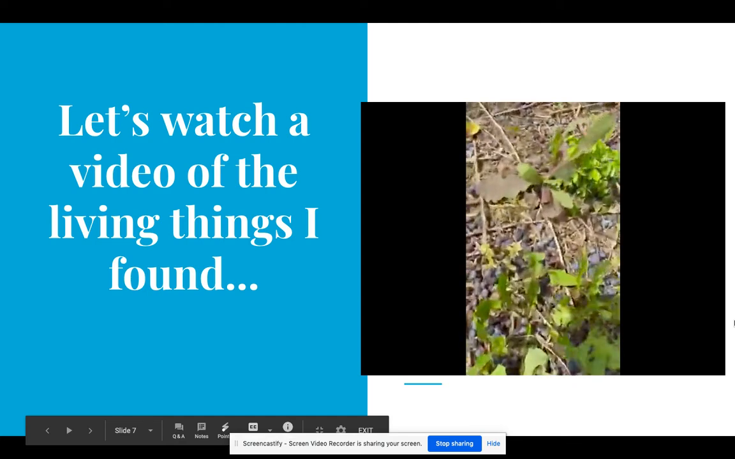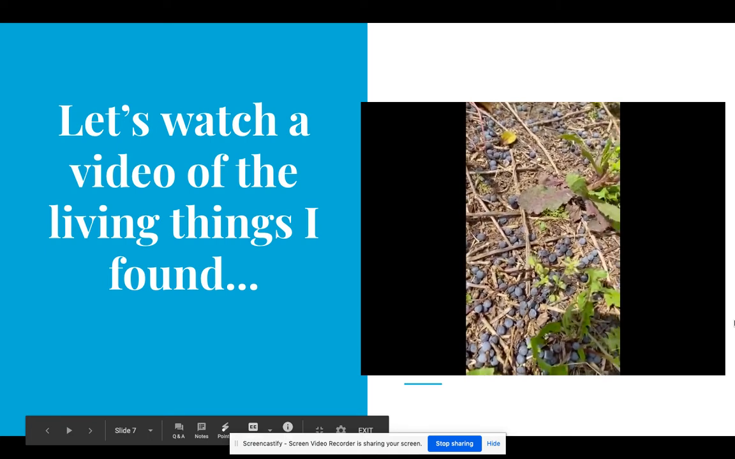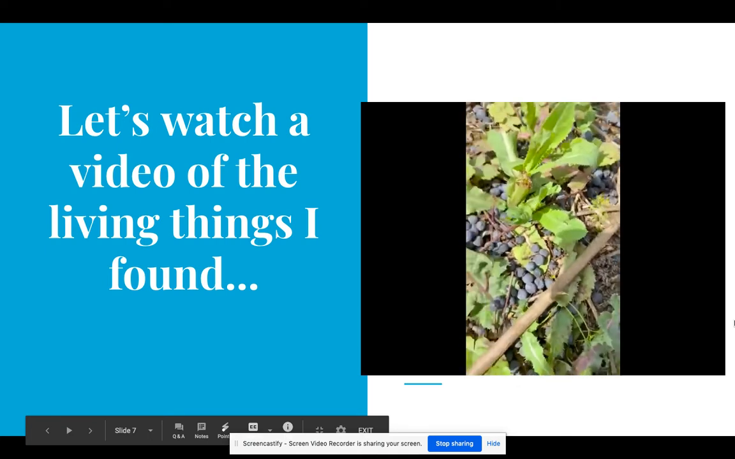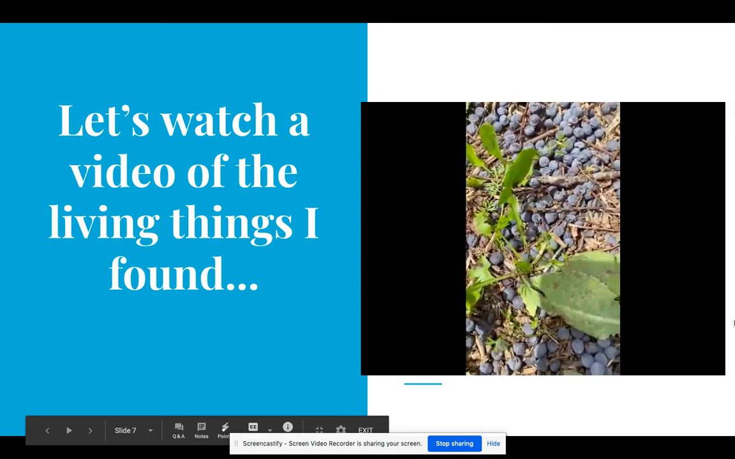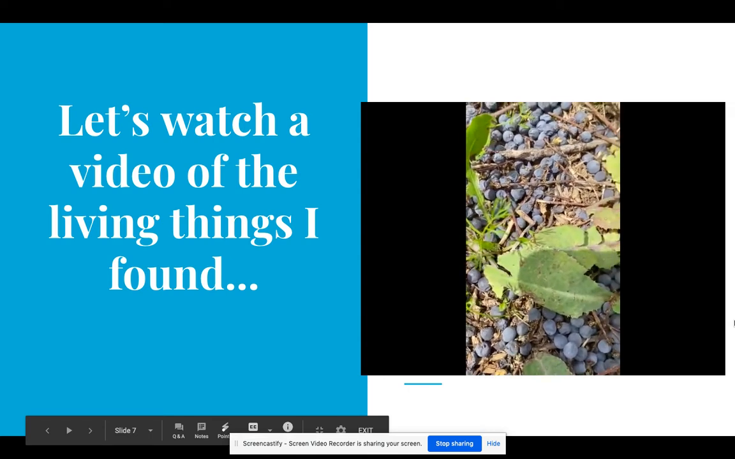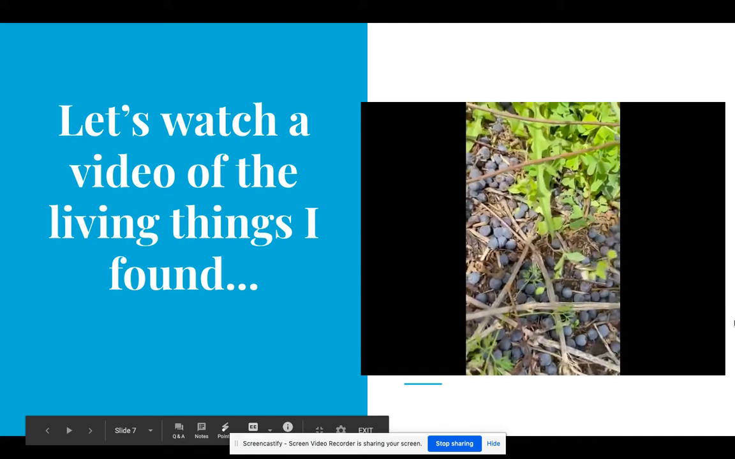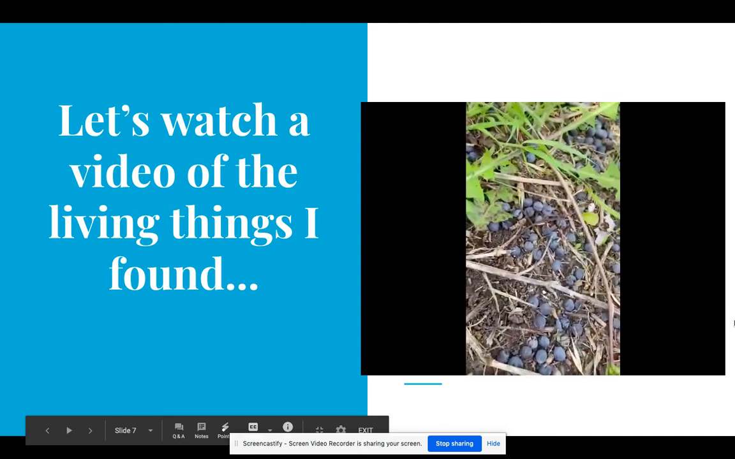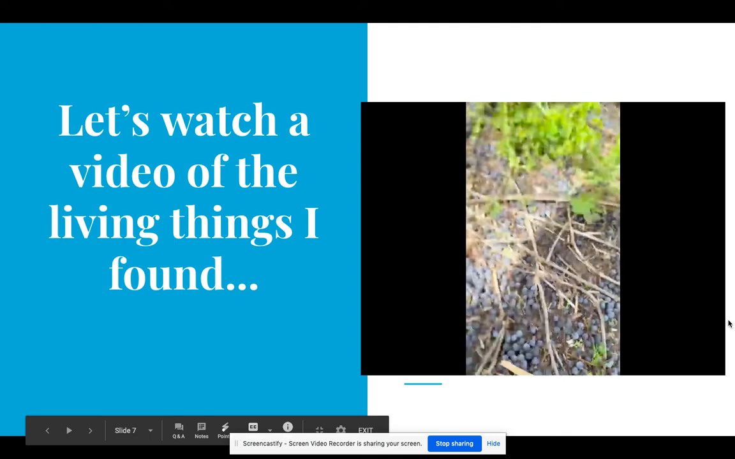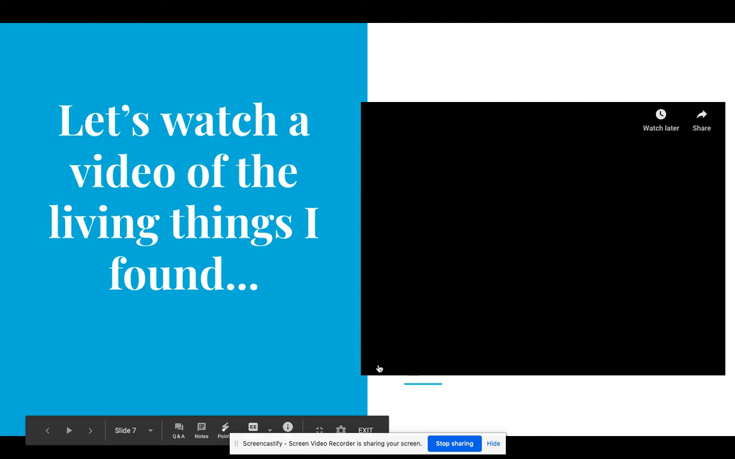Oh, here's another little living organism that I found. And it's hiding from me. And if you can see it, there it is. It's a little bitty ant. And here's some more. So, you can be creative. Look for some little living organisms everywhere. These fruits that are on the floor, they look like berries. Those are living organisms too. All right, have fun. Thanks, guys.